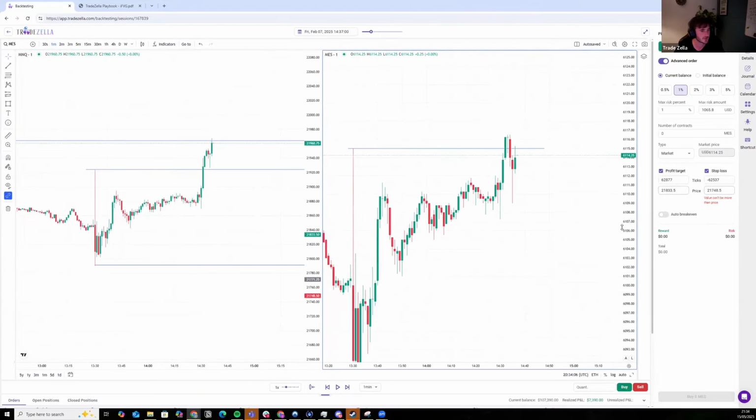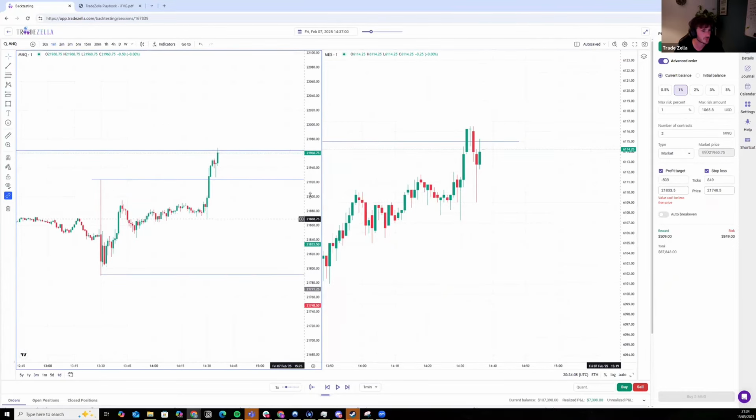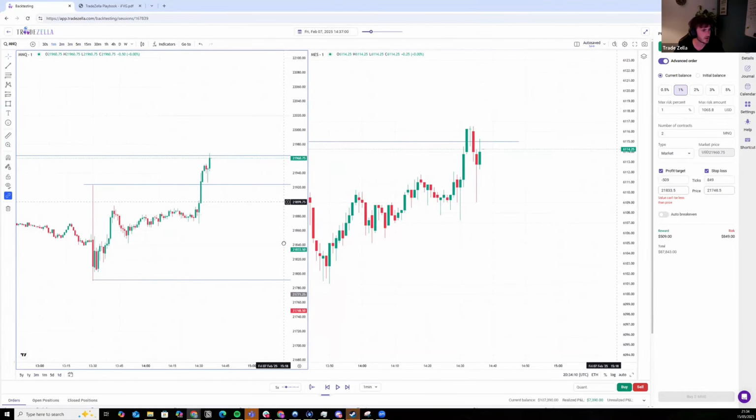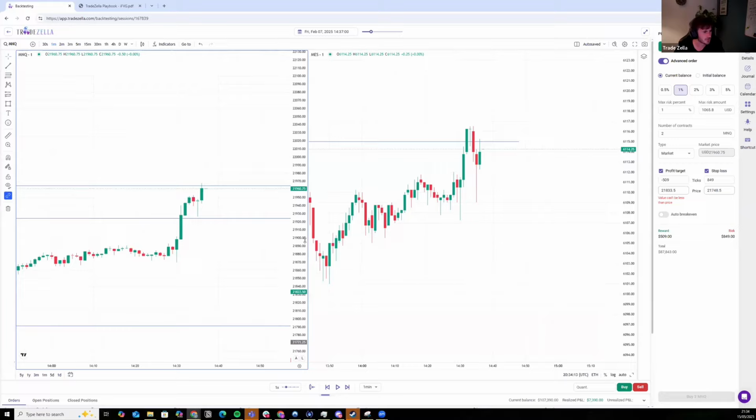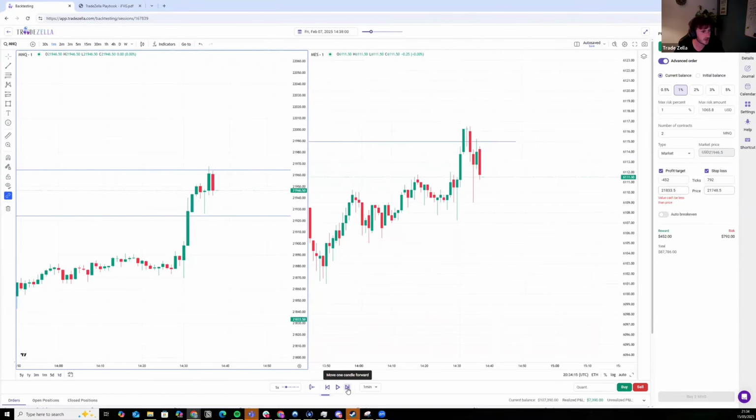Only if we get the entry model, though. Only if we get our inverse fair value gap. It does look like we might be forming some sort of SMT here, though, which is good. Right, an SMT that's valid is always going to form at a key level. So a key liquidity sweep, a key fair value gap, something like that.